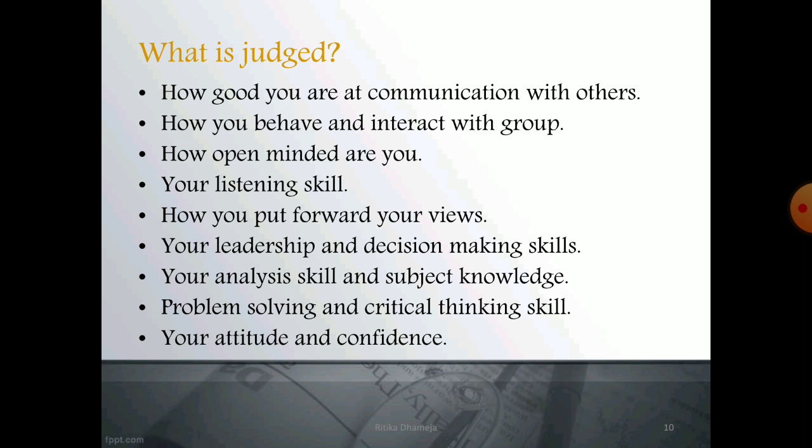Most of the time, leaders are there and they take the right decisions. So what sort of skills you have, that is your leadership skill, and how those skills are important for you to take the right decisions. Then your analysis skill and subject knowledge. Whenever you go for analysis, subject knowledge is also important. Then problem solving and critical thinking skills. Most of the time we need to solve some problems by applying critical thinking, so whether you have that skill or not is also judged.